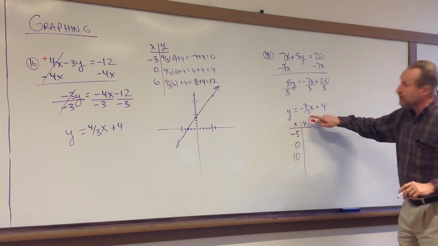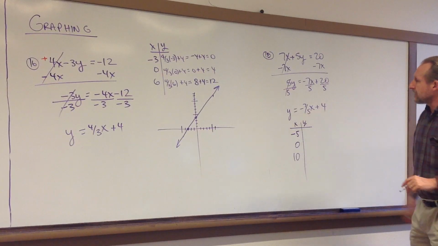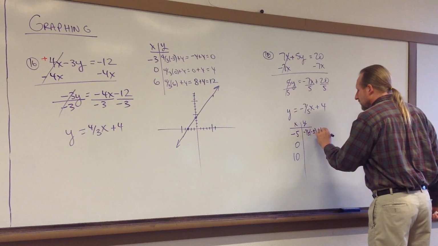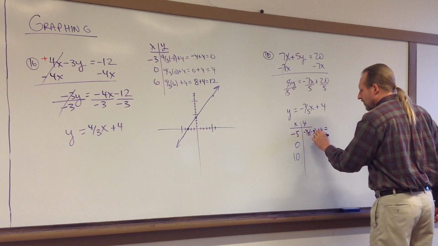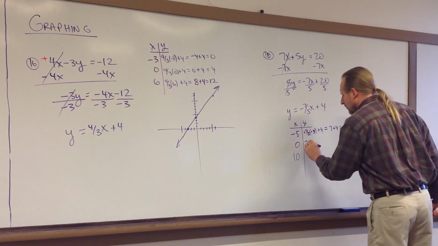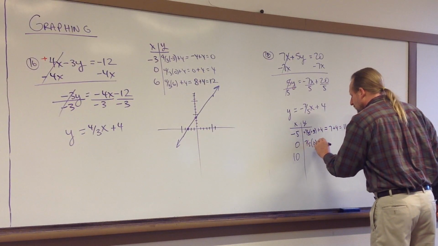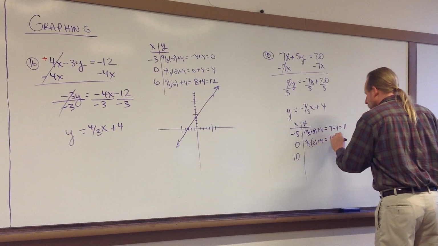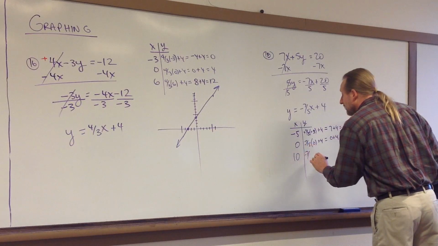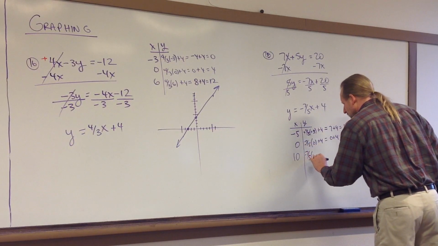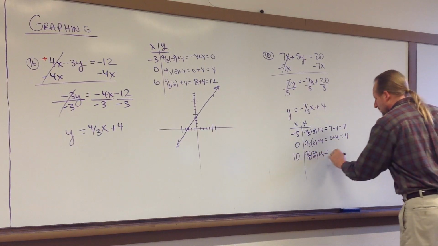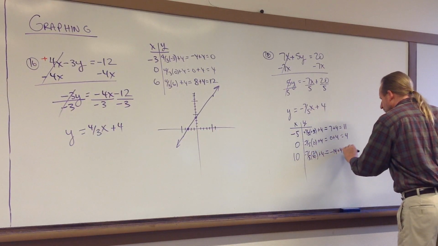All right, I'm picking multiples of that 5, which is in the denominator here. Okay, so negative 7/5 times negative 5 plus 4. So that gives us 7 plus 4, which is 11. Negative 7/5 times 0 plus 4 is 0 plus 4, which is 4. And then negative 7/5 times 10 plus 4, that's negative 14 plus 4, which is negative 10.